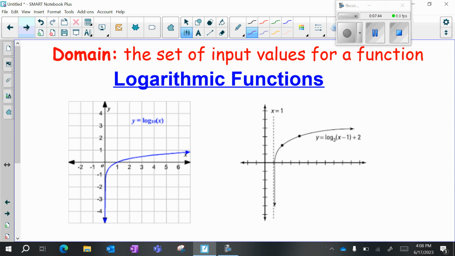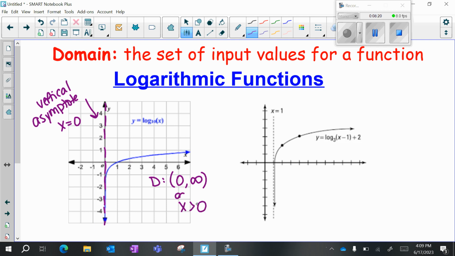Our last type of function is a logarithmic function. A log function also has an asymptote. If you remember, my asymptote for my parent function is on the y-axis. So I have a vertical asymptote at x equals 0. So my domain here starts at 0, but it has an asymptote, so it gets a parentheses, unlike the square root function, which gets a bracket because it's defined at 0, or x is greater than 0.